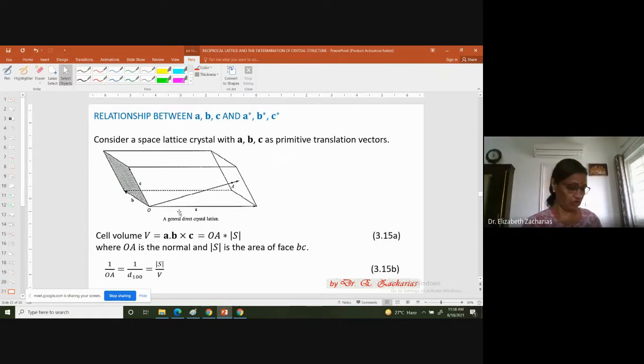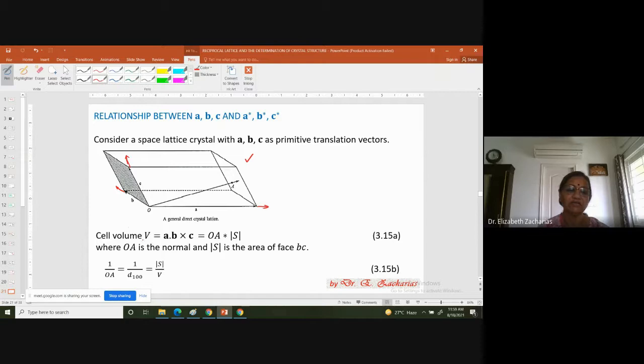Now we used a, b, c, which is not difficult to understand. Then we said a star, b star, c star, and we said a star, b star, c star are the primitive translation vectors in the reciprocal lattice. Now, what is the relationship between these two? That's the next thing we are going to see. So for that, in the space lattice or the original space, let us take a cell. You can see that we are showing the crystallographic axes as a, b, and c.